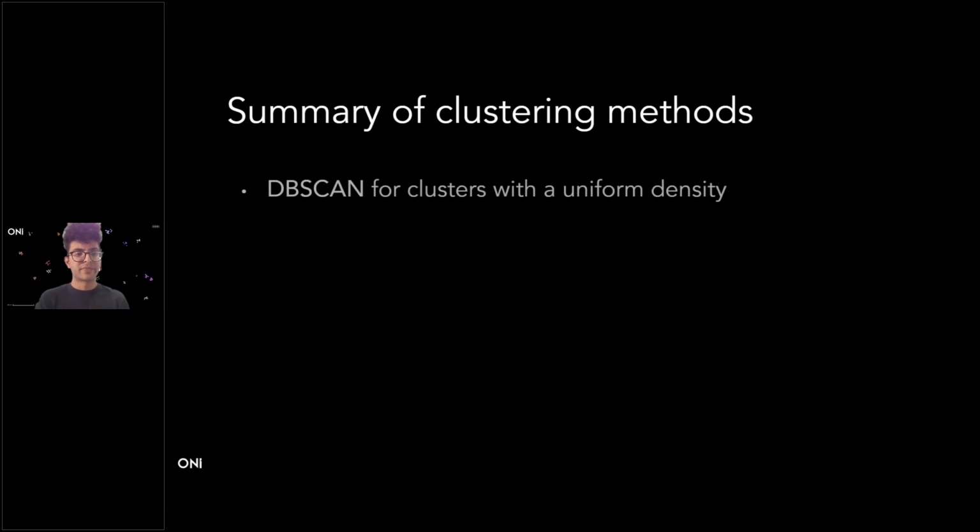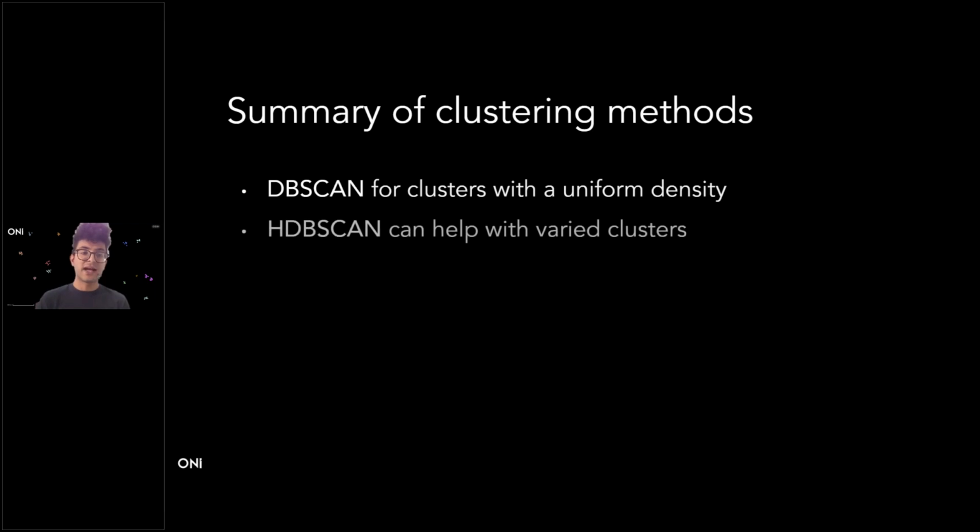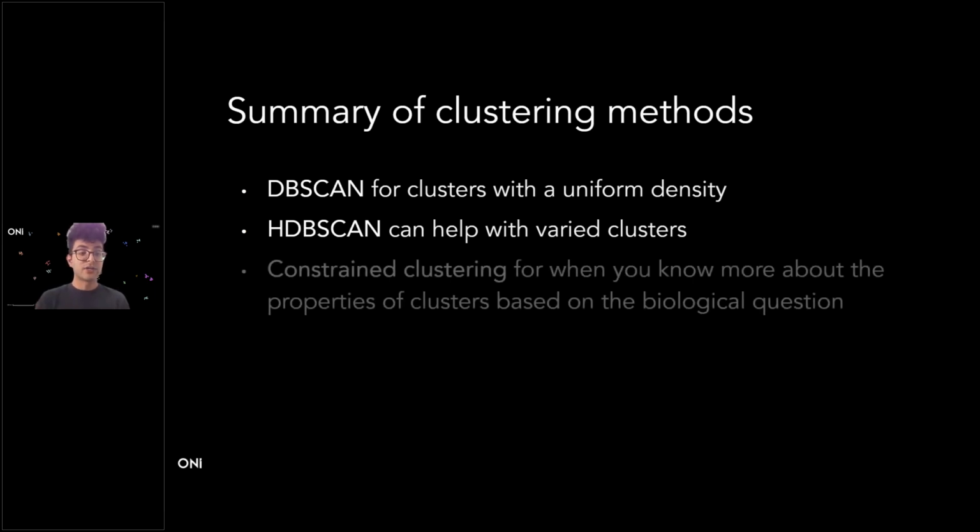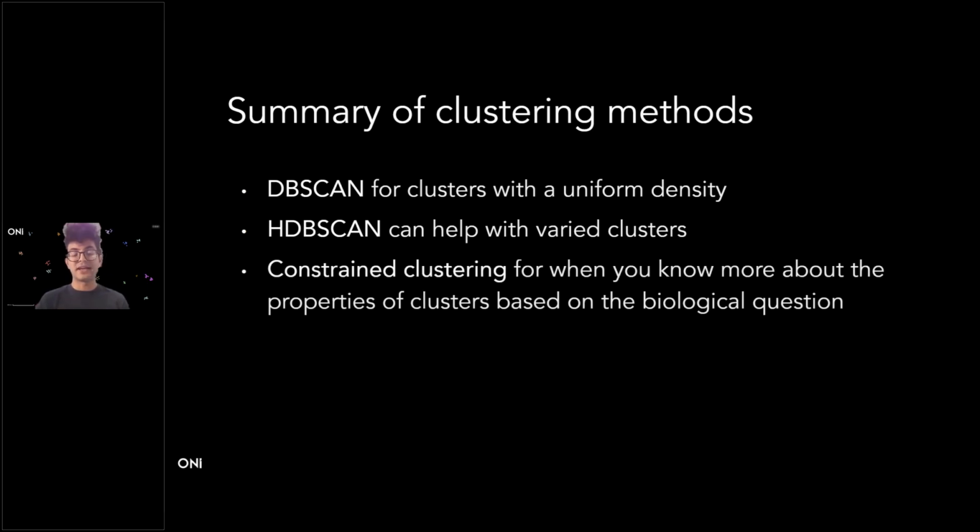Okay, so we've been through 3 different clustering methods, so let's have a quick recap of what those were. We had DBSCAN, which is a very familiar method for finding clusters with a kind of uniform density and similar properties. Then we had HDBSCAN, which is another published method, which is an extension to DBSCAN and allows you to pick out clusters with different types of density. And we also had constrained clustering. And in this case, you can apply more information about the shape and morphology of those clusters, which you may have from the biological context.